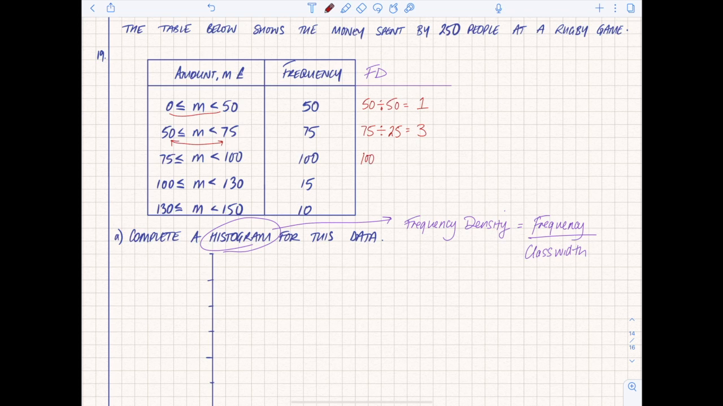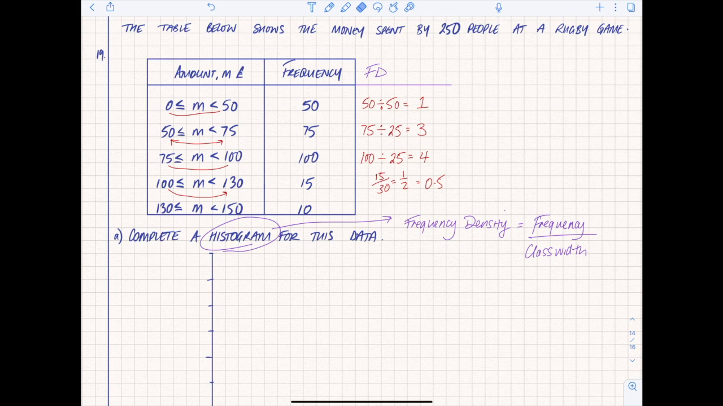The next one, 100 divided by class width, which is 25. So that gives me 4. 15 is my frequency divided by 30. Be really careful here. It might be easier for you to put these as fractions. So 15 over 30, which actually simplifies to a half. So 0.5. So just be really careful with that one that you don't accidentally put that as 2 and do 30 divided by 15 because that gives you 2. Make sure you're doing 15 divided by 30.